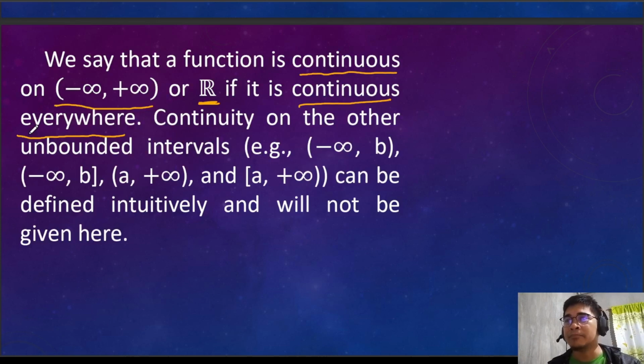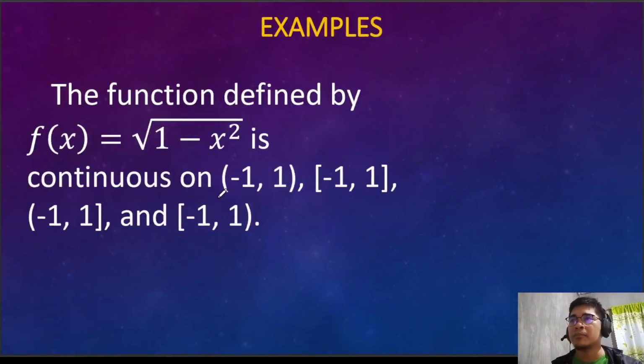Continuity on the other unbounded intervals. Example, open interval negative infinity and b, half closed interval negative infinity and b. This is from the left of b. Then we have open interval a and positive infinity, and then half closed interval a and positive infinity. So from the right of a. So we can define intuitively and will not be given here. So we have some examples.